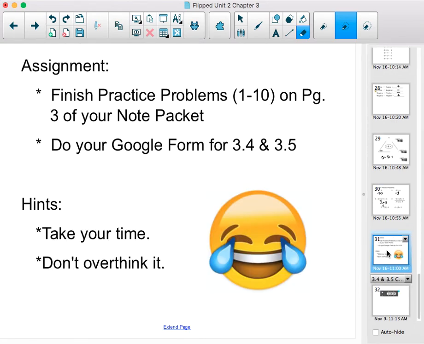Tonight, for your assignment, you're going to finish the practice problems 1 through 10 on page 3 of your note packet. Remember, we already did a couple of these on the previous screen. You're also going to do your Google form for 3.4 and 3.5. That's all one form. And the hints I have for you tonight are to take your time and don't overthink it.